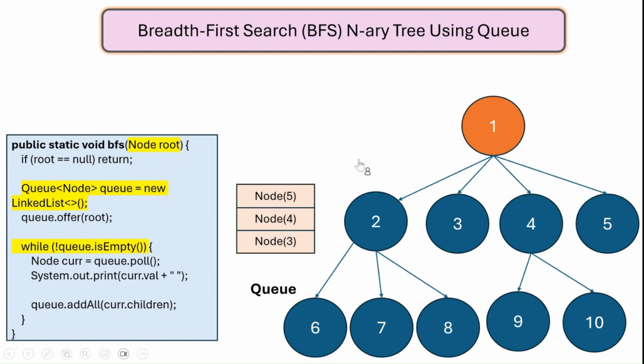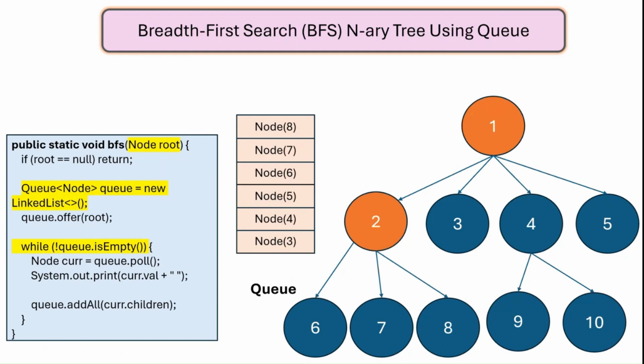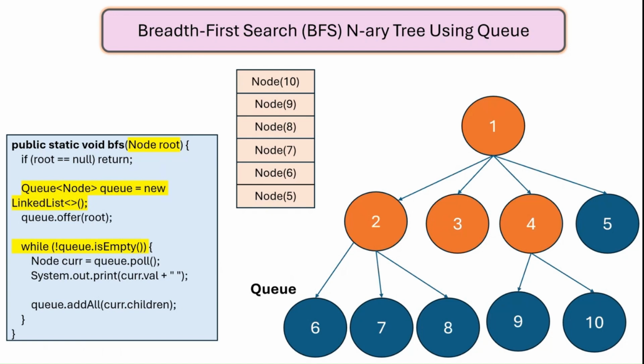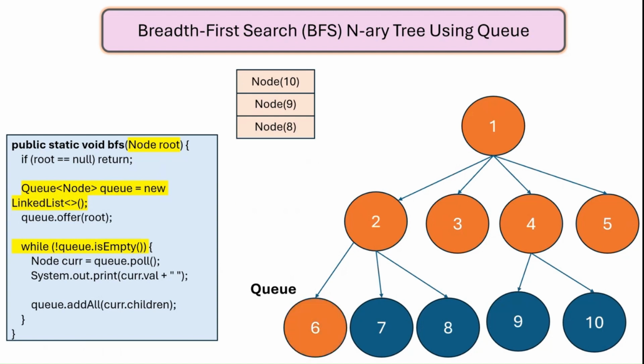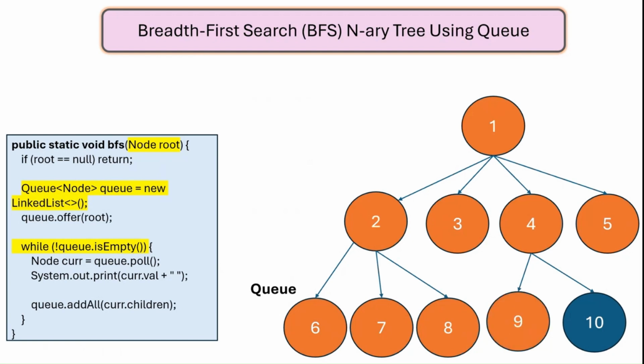Now node 2 will be dequeued because of first in, first out, and all the children of node 2 are enqueued to the queue. Then node 3 is visited, no children, so nothing is added. It will come back to the beginning of the while loop again. Node 4 is dequeued, and all its children, 9 and 10, are added. Node 5 is dequeued, no children. 6, 7, 8 don't have any children, so they will be dequeued one by one and nothing will be enqueued to the queue. Now all the nodes are visited and the queue is empty. It means that we completed our traversal.